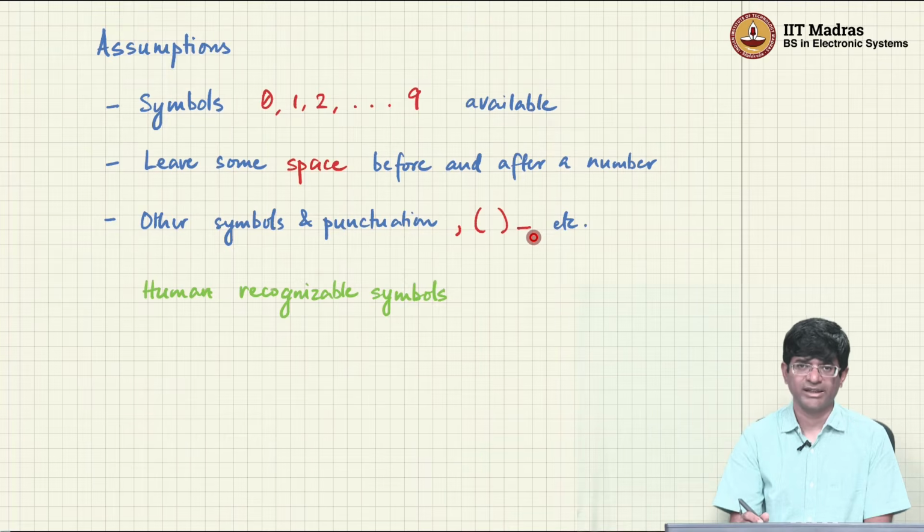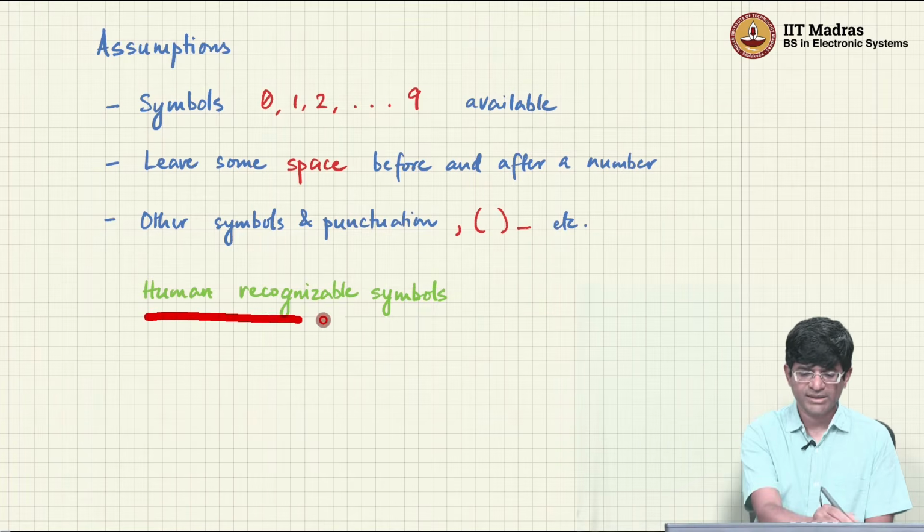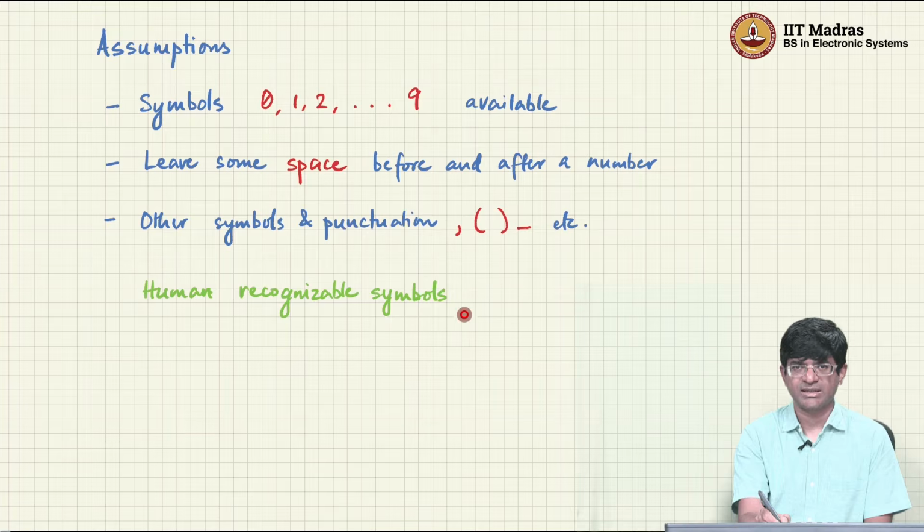Of course, you have to be a little bit careful, because we do also tend to use commas and decimal points and sometimes even underscores in the middle of numbers. Right now I am going to ignore that. I am going to assume that we have some way to distinguish when one number stops and another number starts. Most of the time it is obvious to us from the context in which we are looking at those numbers. The point is, all of these are human recognizable symbols. They are not 0 or 1, which after all is the only thing that a computer can understand.